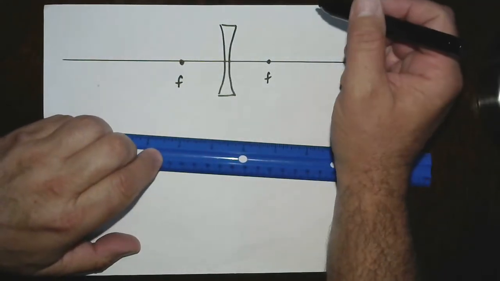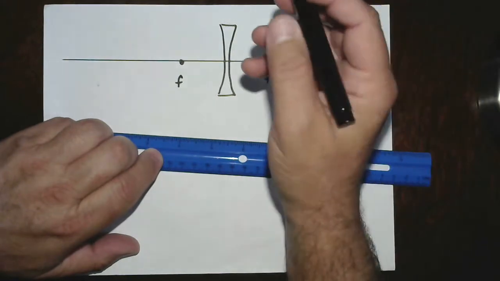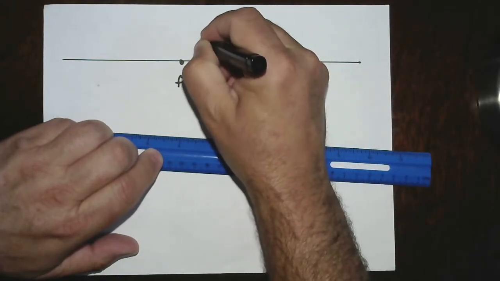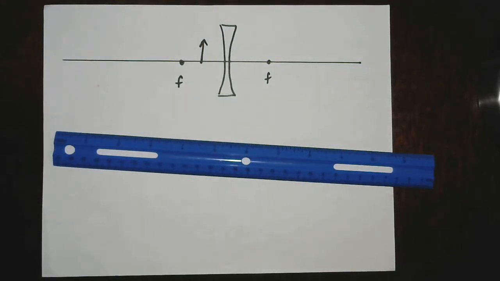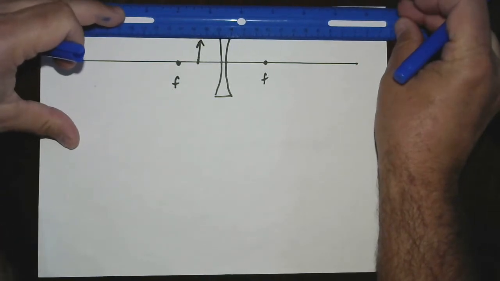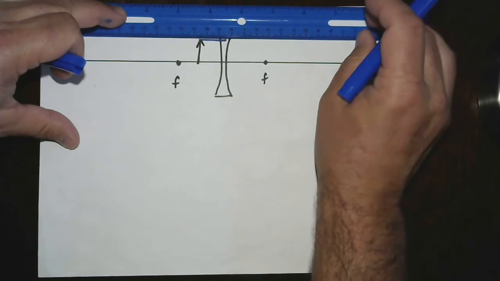So, lordy, lordy, lordy, I don't know. Where do you want to put it? Let's put it close. Okay, there's my object right there. So ray number 1 starts life parallel to the optical axis. And when it gets to the middle of the lens, it's going to bend in line with the focal point.